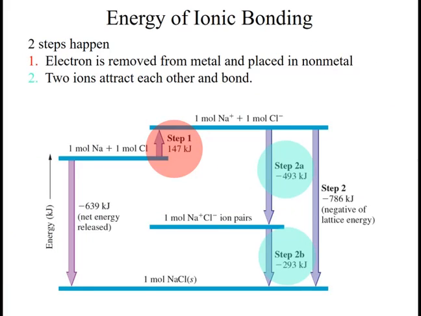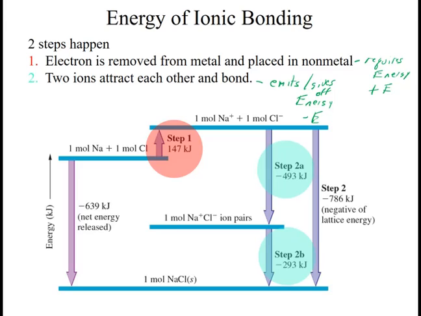So in ionic bonding, 2 things happen. The electron is removed from the metal and placed on the nonmetal, and this is step 1. Okay, it always requires energy. So this always requires energy, which means it's a positive energy. And then typically step 2 emits / gives off energy. Or from chapter 6, this is a negative energy.